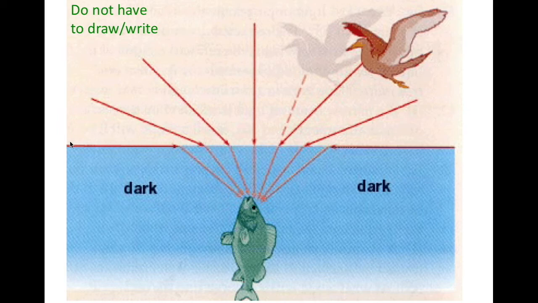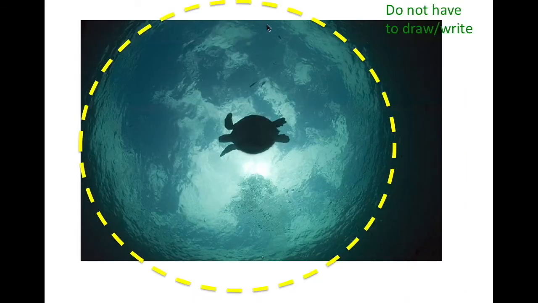Everything outside of this scope right here on the left and in the right area is going to look very dark to the person that is looking up. Here's a real life example. It's a little cut off, but if you can imagine that this is a circle, and we have here someone who is looking down from below within the water.